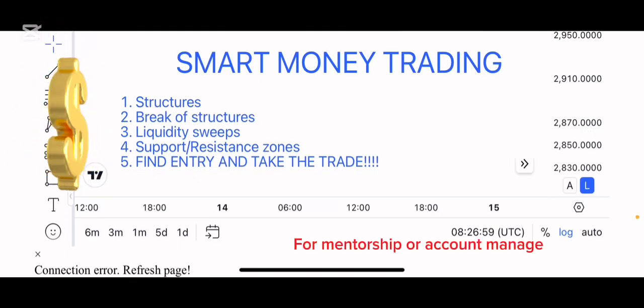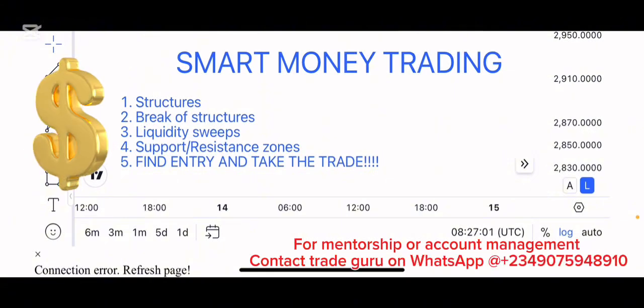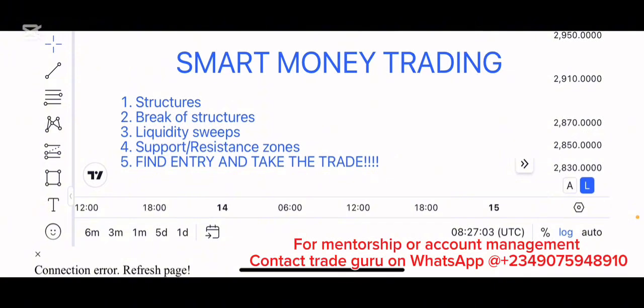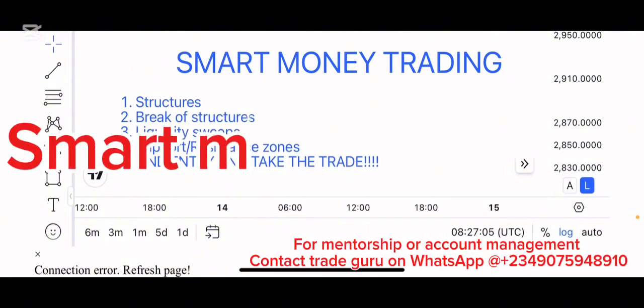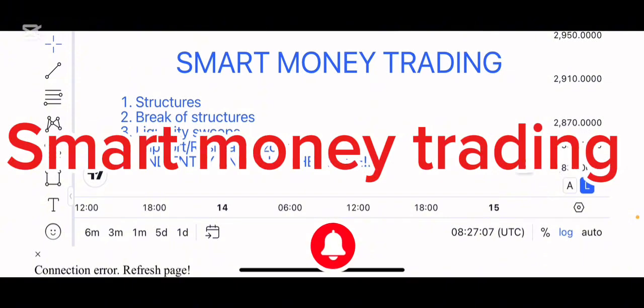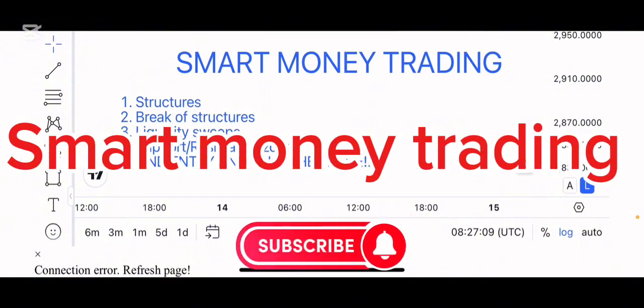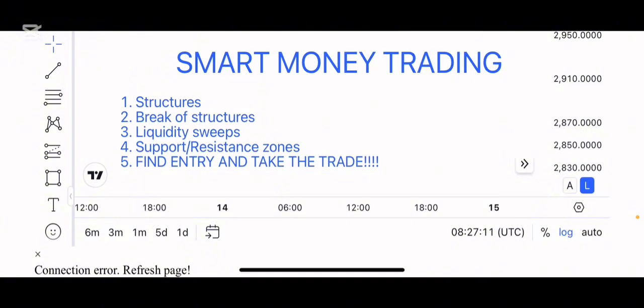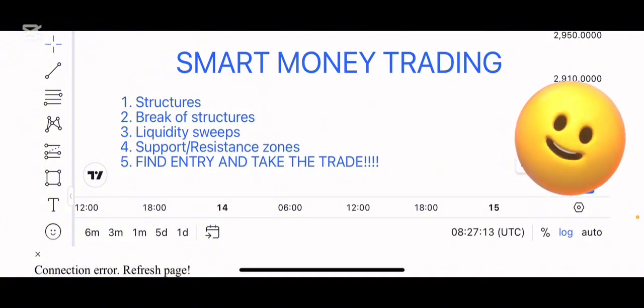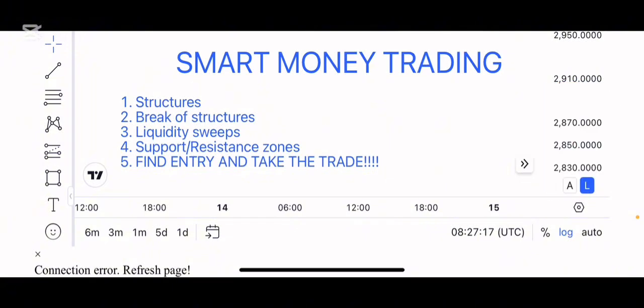So look, I want to share with you guys one of my deepest secrets, and that is smart money trading. You see, for those of you in my trading community, when I call a trade, we move straight to take profit. You're wondering how that happens. There is a secret I want to share with you guys. By the end of this video, you will be able to take beautiful trades with ease.